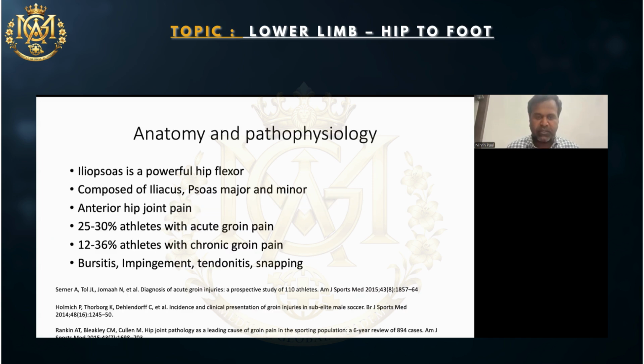and pathophysiology of the iliopsoas muscle. If you look at it, the iliopsoas is a powerful flexor of the hip, right? And it's composed of four muscles. Three major muscles are your iliacus, your psoas major muscle, and your psoas minor muscle. And the psoas major muscle takes its attachment from T12 all the way to L5. So it takes its attachment from the vertebral body and the transverse process.